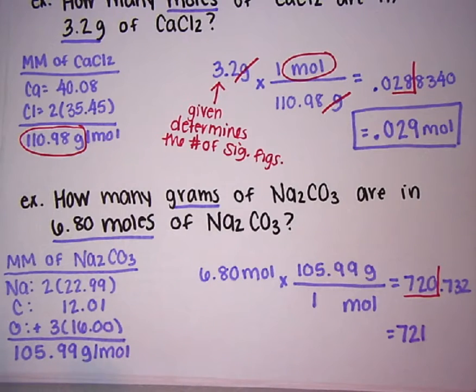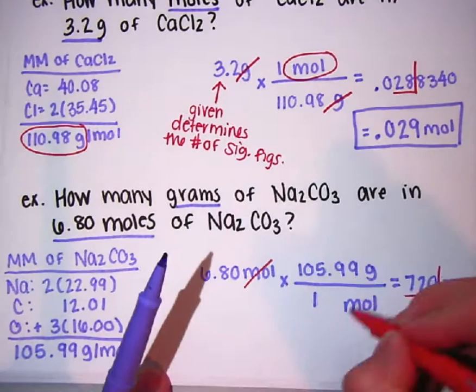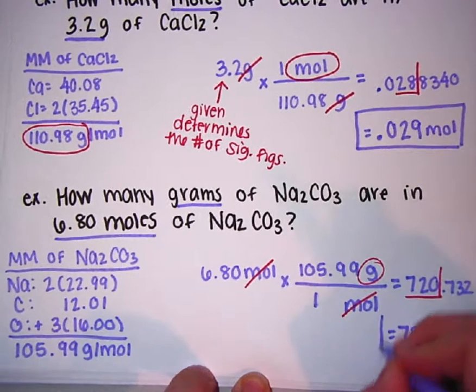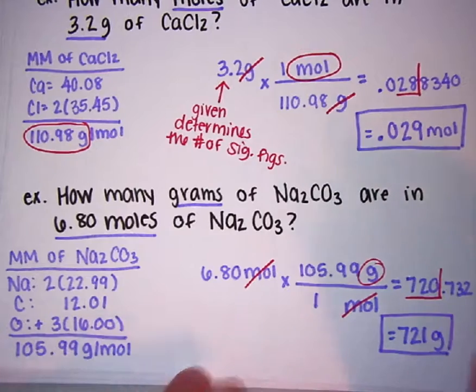And then every answer always needs a unit. Moles divided by moles cancel out. So how many grams do we have? 721 grams.